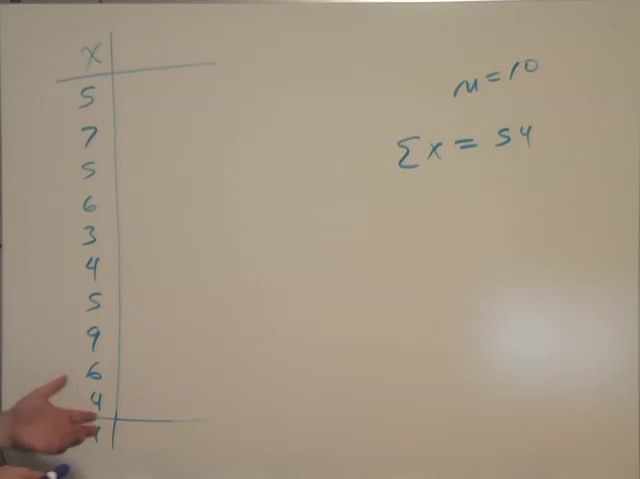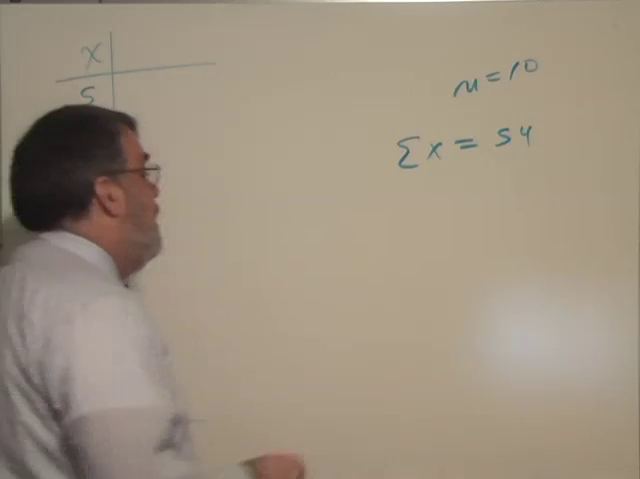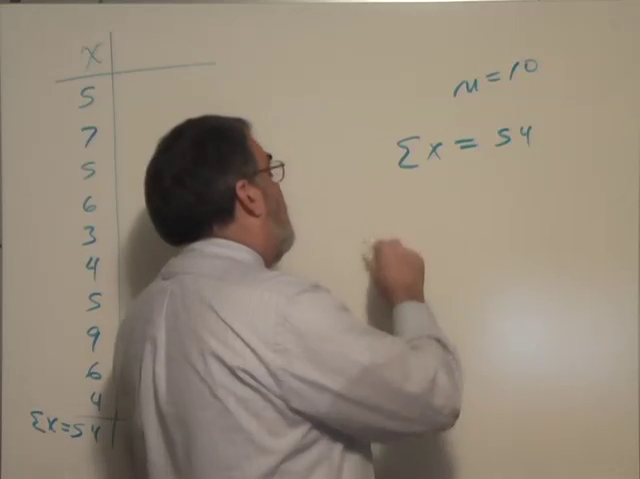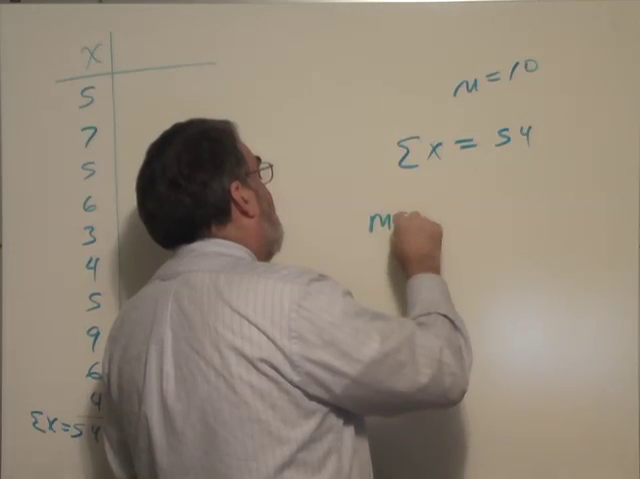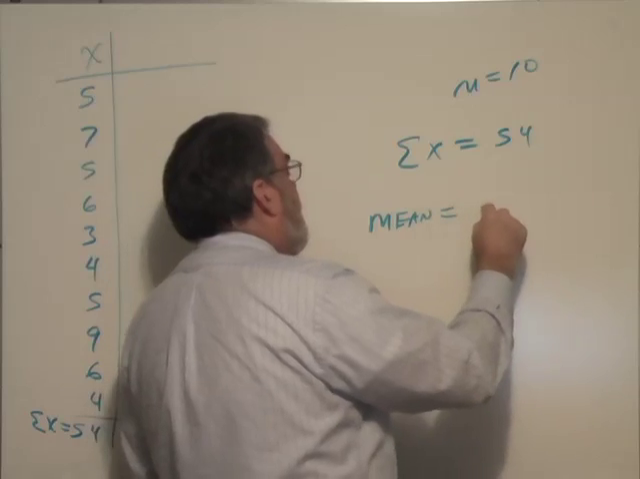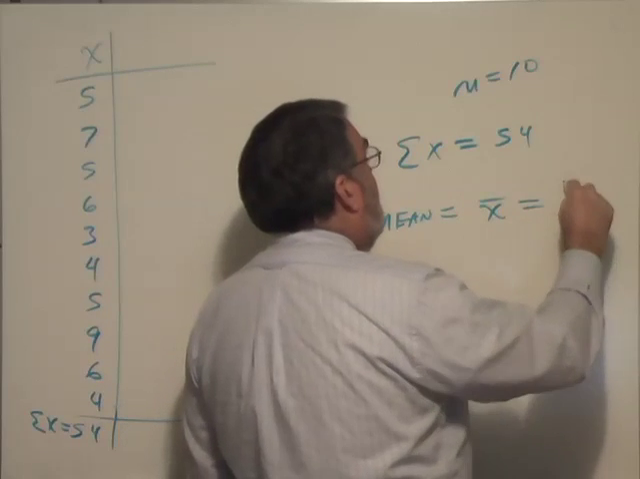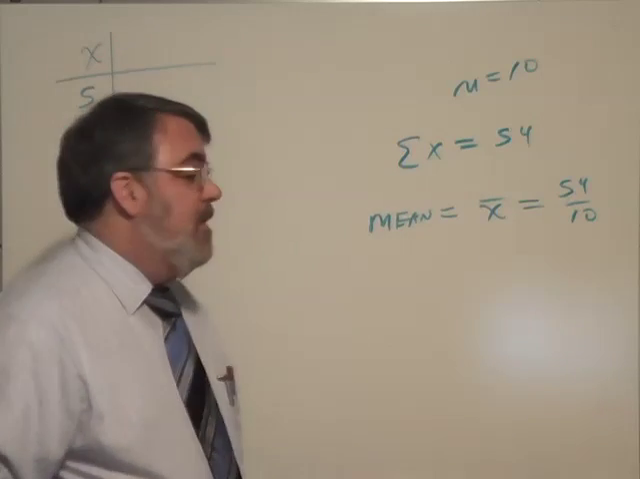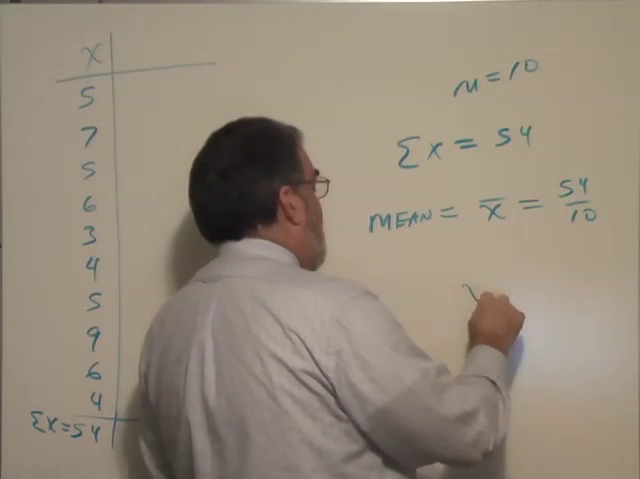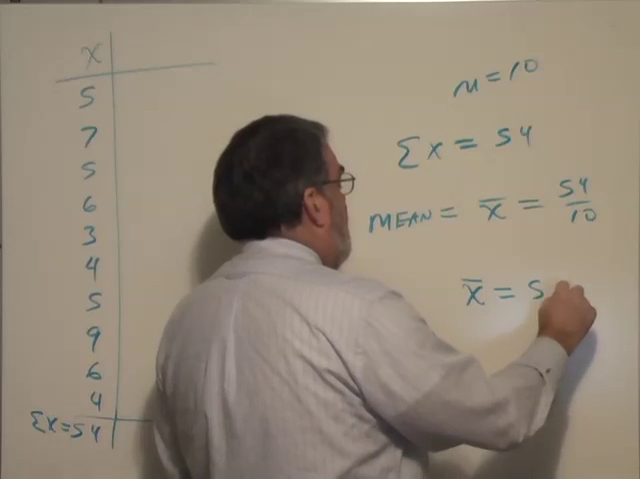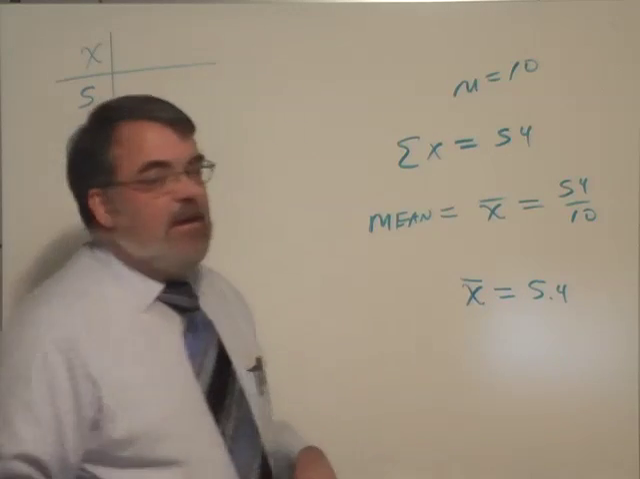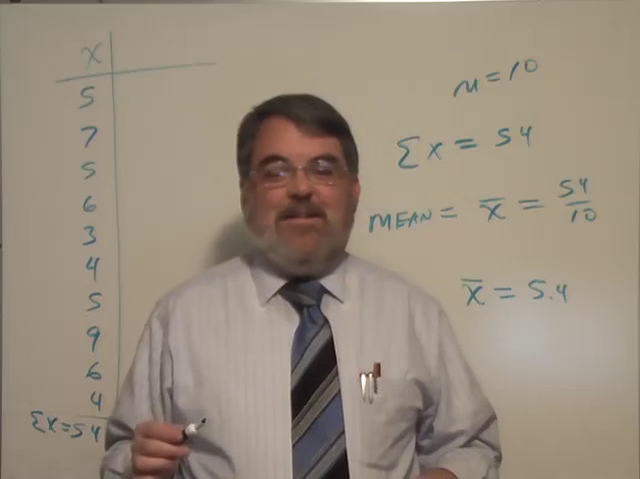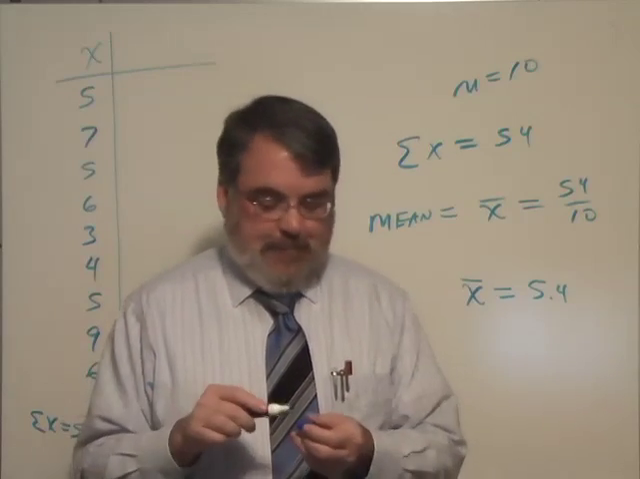Now, what is the mean of this data? Well, I'm going to call it x bar. So the mean, x bar, is 54 divided by 10. So the mean, x bar, is 5.4. Okay, so that's the center of the data as computed by the average.